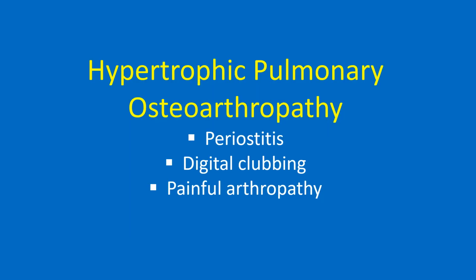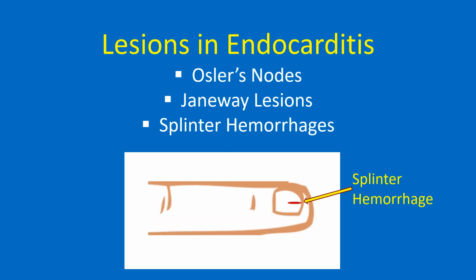Grade 4 or hypertrophic osteoarthropathy is not common in cardiovascular causes of clubbing, hence the term hypertrophic pulmonary osteoarthropathy. It is a triad of periostitis, digital clubbing, and painful arthropathy of the large joints, and classical of lung cancer. Now on a few lesions in endocarditis.